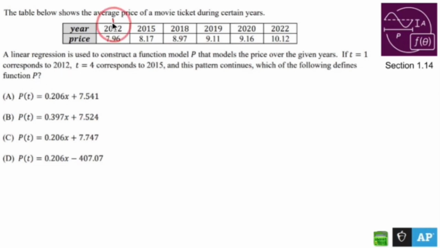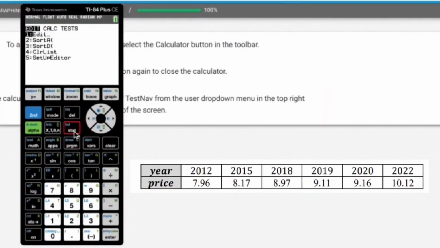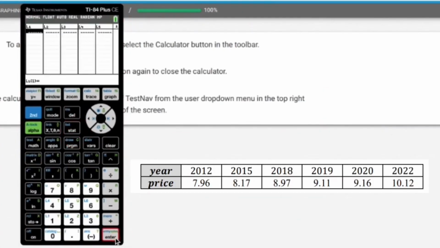2012 is 1. Which makes 2015 4, which makes 2018 7, which makes 2019 8, which makes 2020 9, which makes 2022 11. Never forget. All right, so let's throw that in our calculator and see what happens. Stat, edit. Let's type in those awful numbers. The numbers that we wrote before were 1, 4, 7, 8, 9, 11.